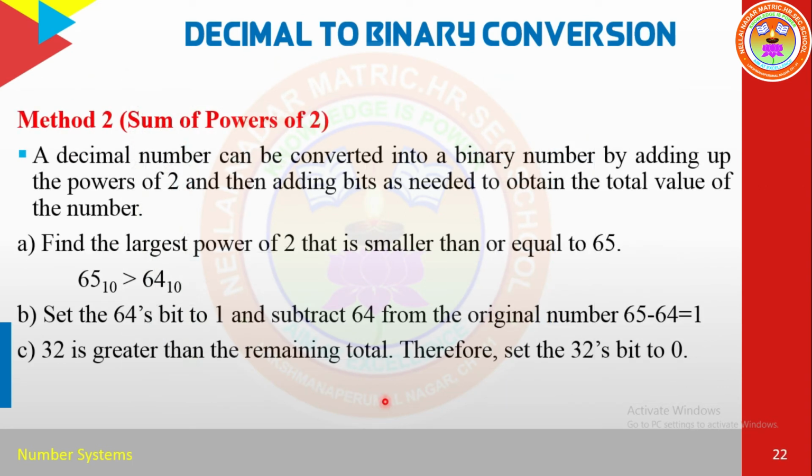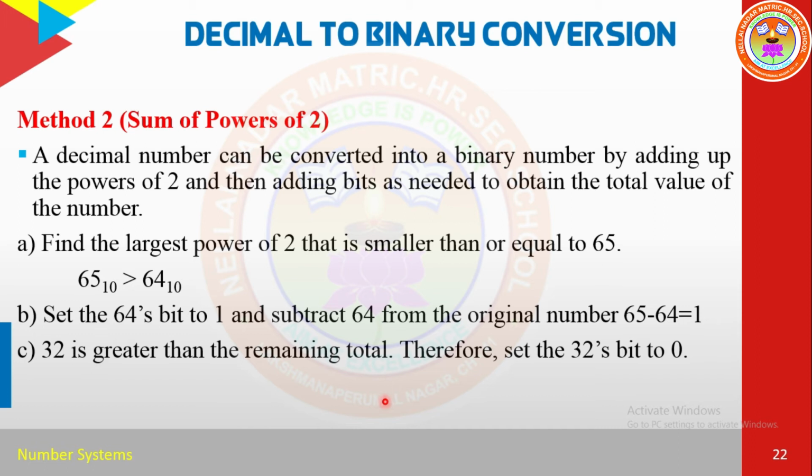This is method number 2, the sum of powers of 2. It is also used for decimal to binary conversion. A decimal number can be converted into a binary number by adding up the powers of 2 and then adding bits as needed to obtain the total value of the number. In this method you have to follow some important points.